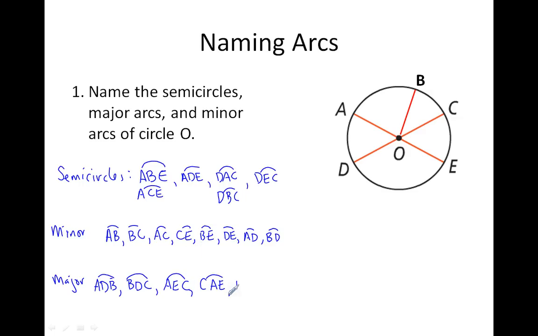BE, going the other way around the circle, we could have BAE. DE, going the other way around the circle, DAE. You can use one of the other points if you'd like. That's okay. AD, if we go the other way around the circle, we have ACD. And finally, BD, if we go the other way around the circle, BCD. All of these are now major arcs, and they're easy to find once you identify the minor arcs first.